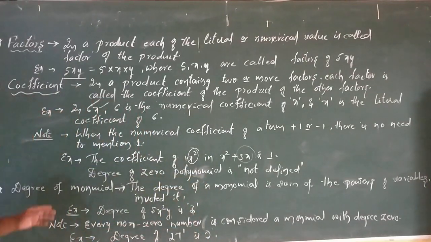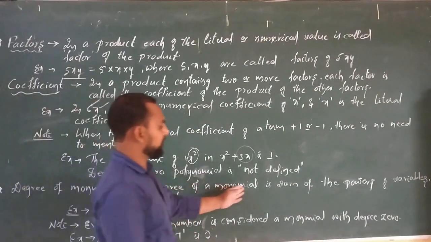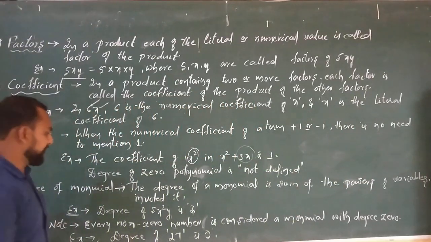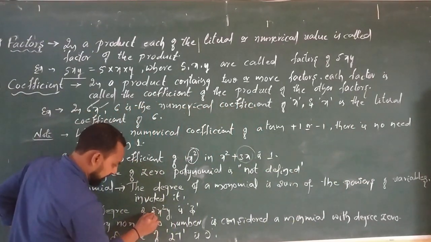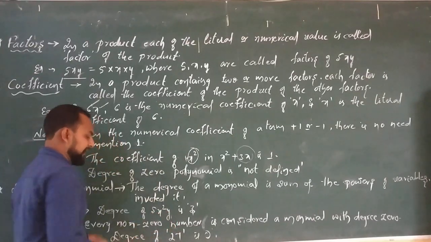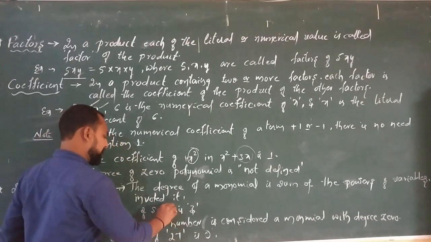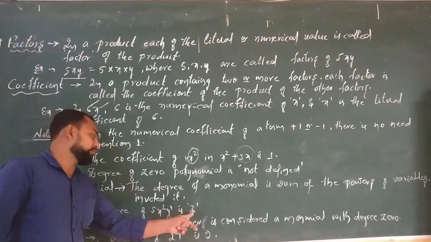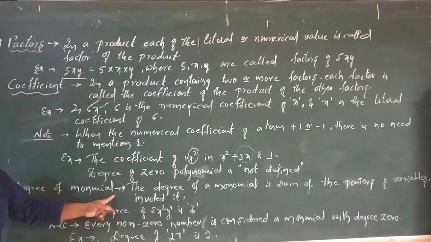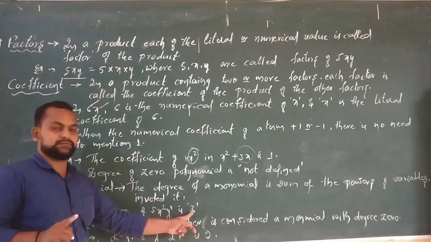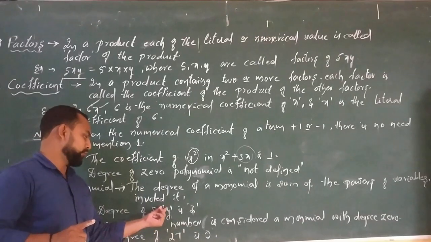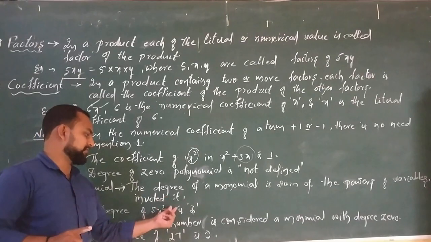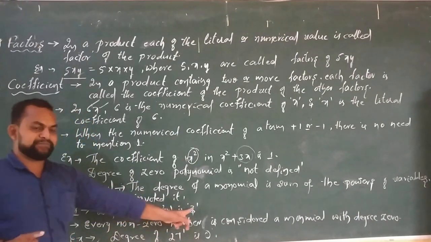What is the degree of a monomial? The degree of a monomial is the sum of the powers of the variables. Here 5x square y: when there is no number, it means 1, so y is raised to 1. Then 2 plus 1 is 3. The degree of the monomial is 3.